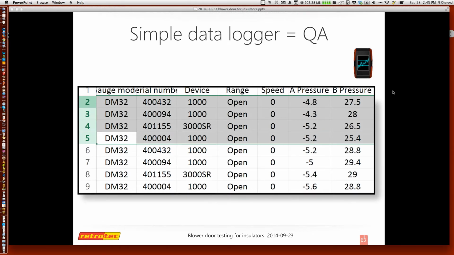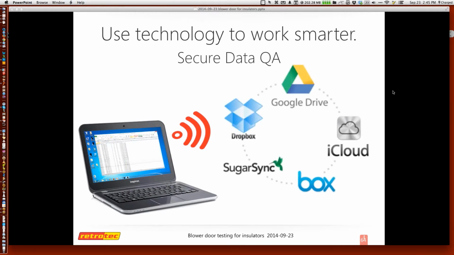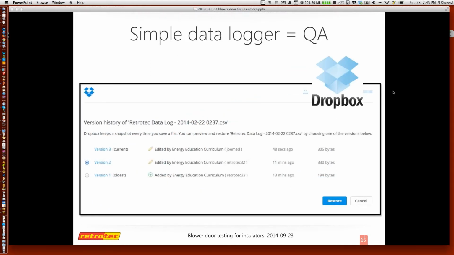So this is a great way, again, to document your work, and you can also save that file on Dropbox, Google Drive, or SugarSync, and it will keep track if you made any changes. So it's a great system to make sure what you're documenting stayed secured.